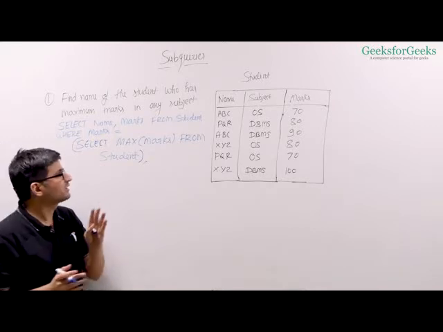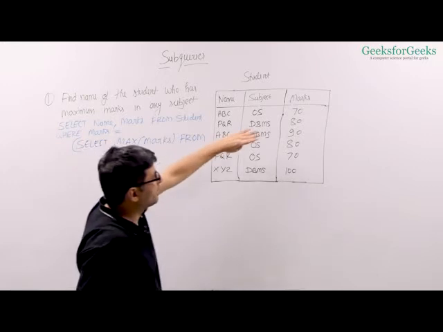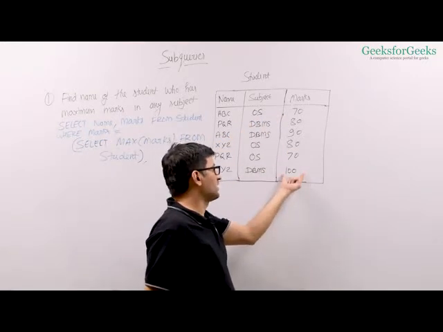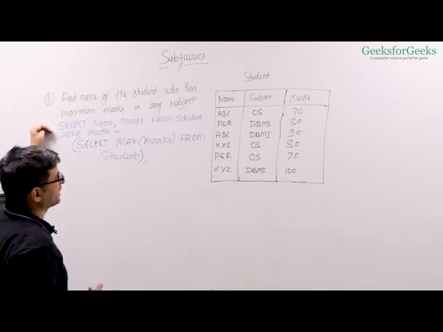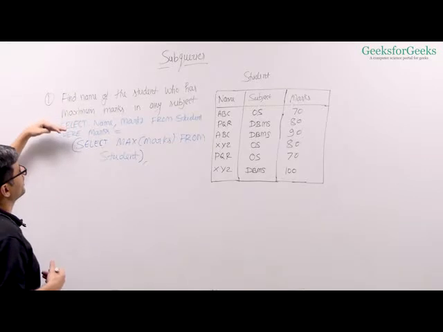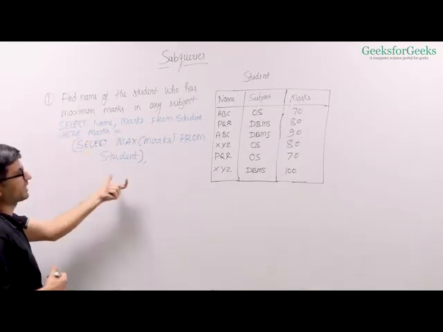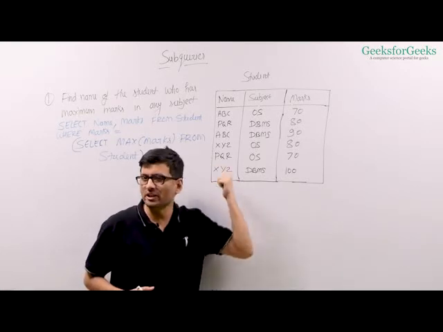What I've done here is I've used this subquery to find the maximum marks from this whole table. I got the value as 100. Now I select this row which satisfies this condition. So I select the name of the students and his marks from the student table where marks are equal to maximum marks. So if there are multiple students who have 100 marks, it will print their names.